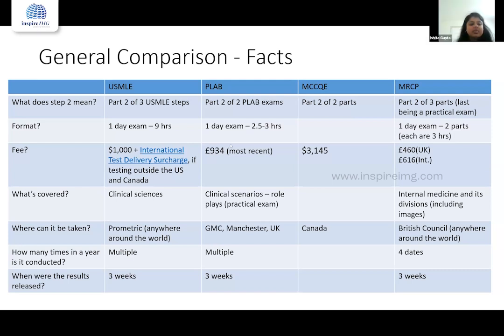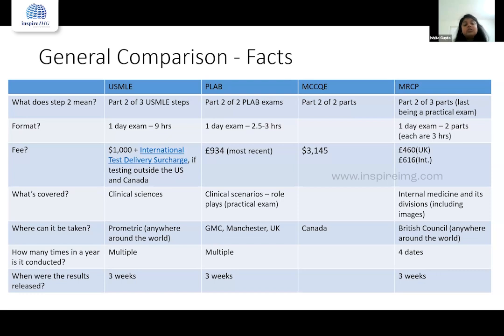USMLEs can be taken anywhere. They do apply a surcharge, and it can be taken at something called Prometric. Prometric is the testing agency. They're the third parties that have testing centers around the world. If you go onto their website, you can just put in your exam and find out where it can be taken and a lot of details about it.